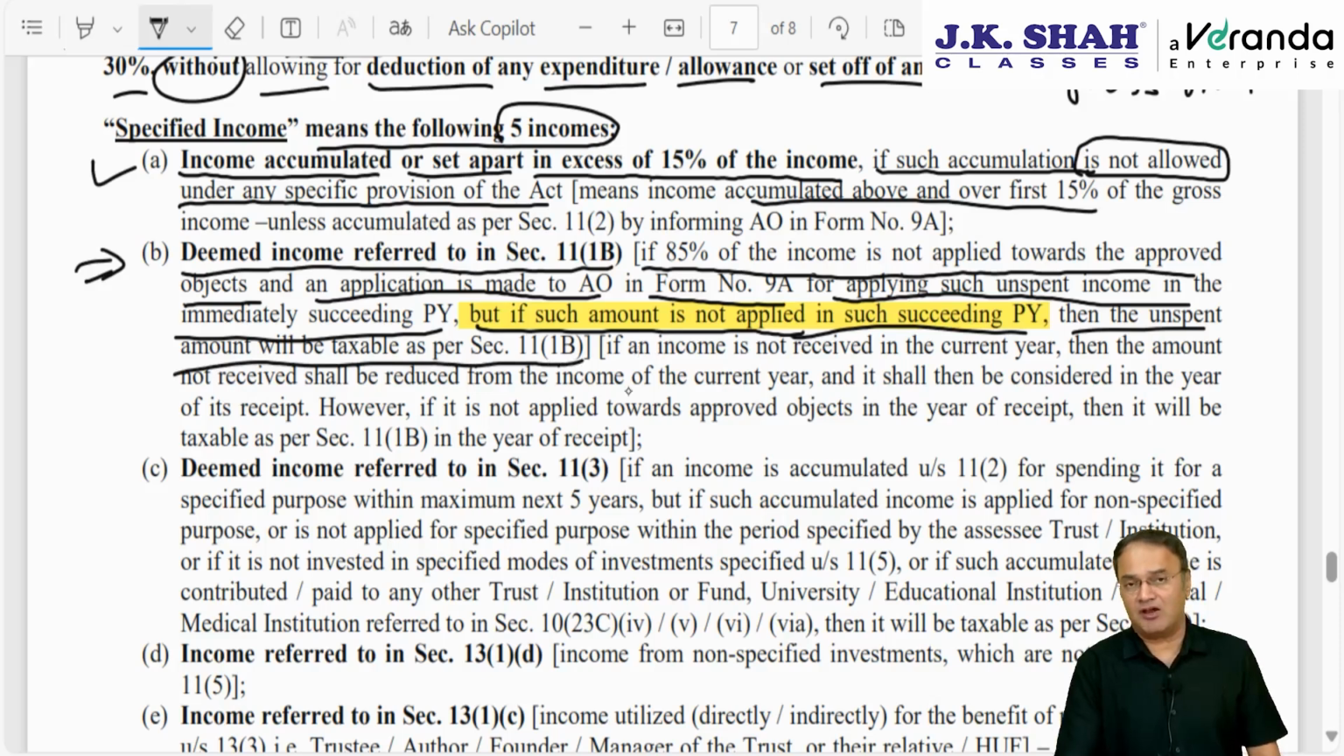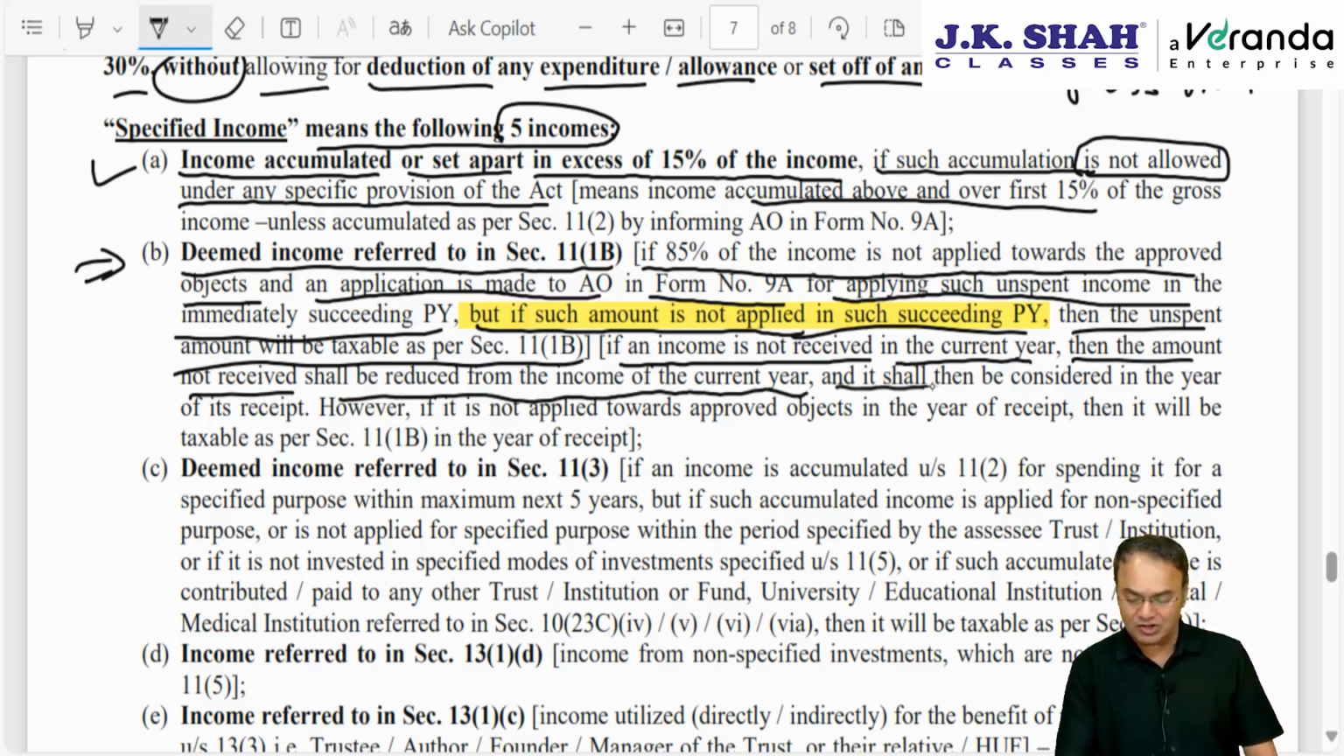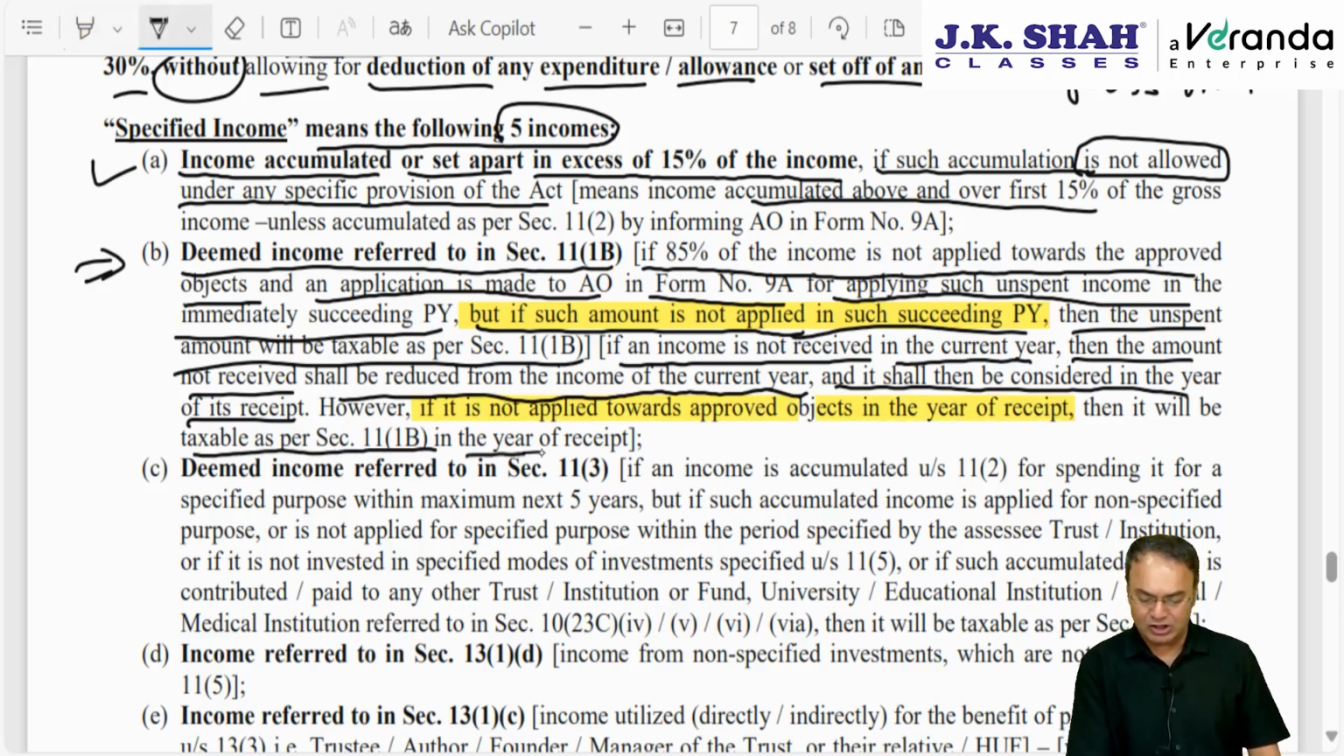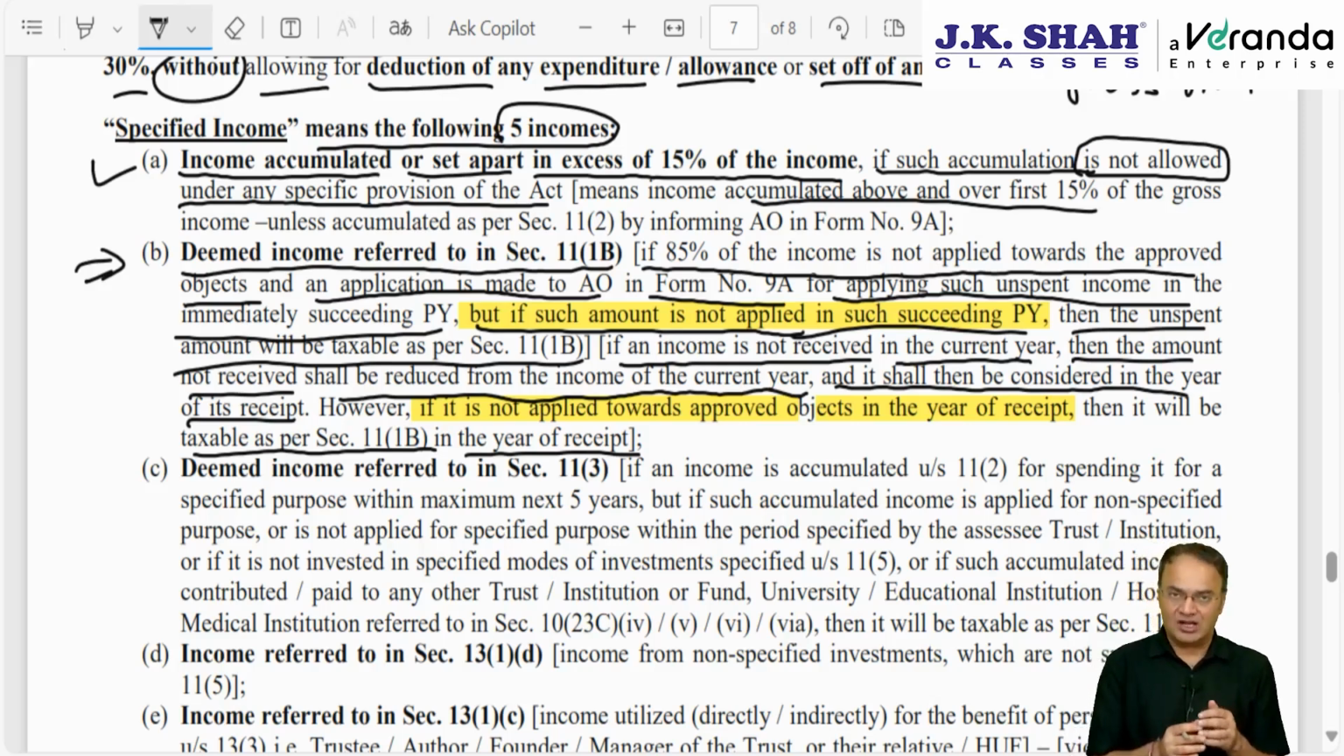And the second bracket I have mentioned, if the unspent amount is not received in the current year, that is why it could not be spent, then the amount not received shall be reduced from the 85% of income of the current year, and it shall then be considered in that year in which received. However, if it is not applied towards the approved object in the year of receipt, then it will be taxable as per 11(1)(b) in the year of receipt. Clear about this? Both the places it will be taxed at 30% flat rate.